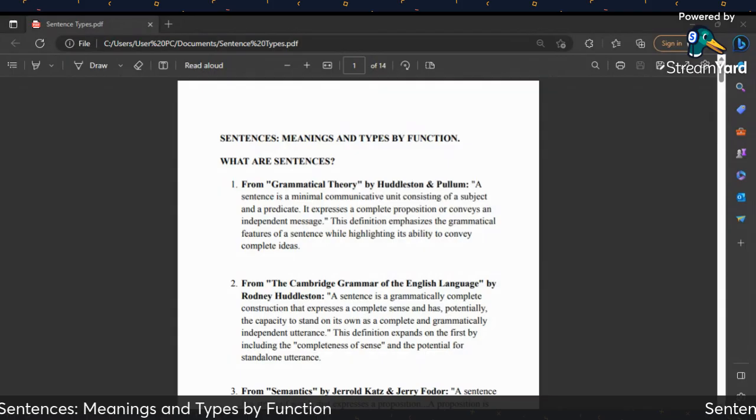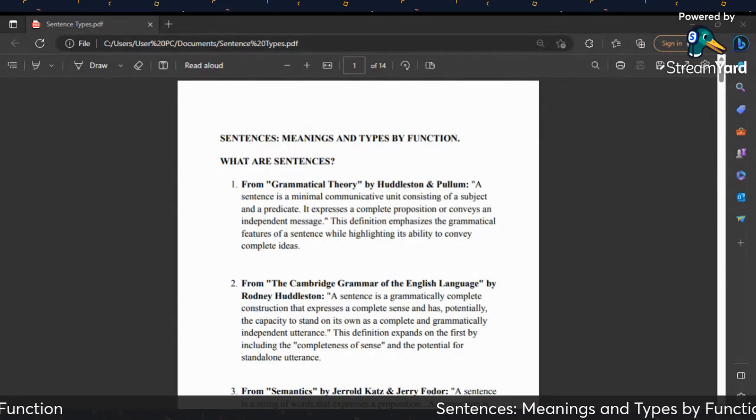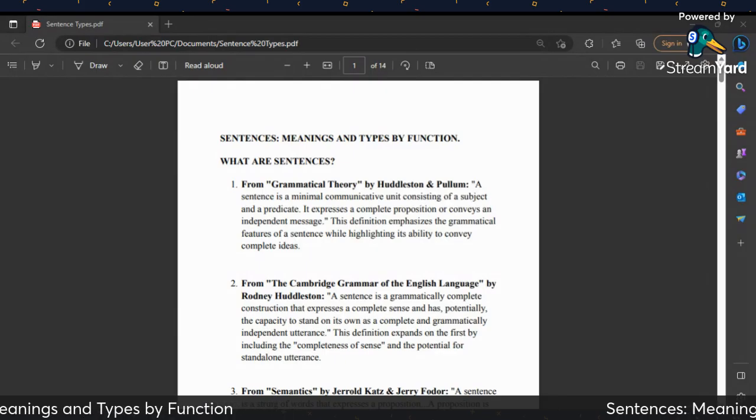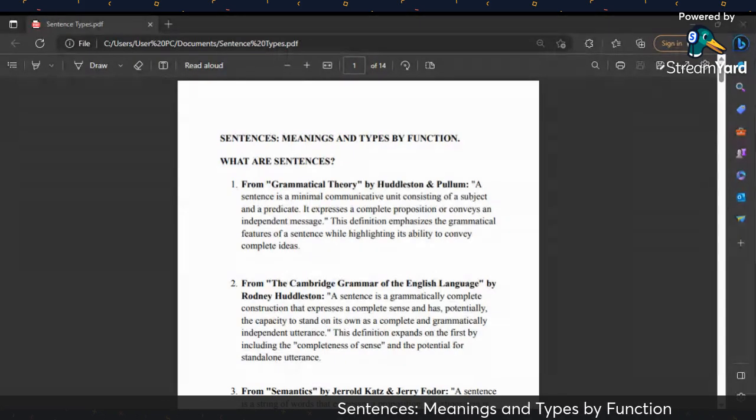In today's class, we are going to learn sentences. We are going to learn the meanings of sentences and the types of sentences by function. Let us get started. We use sentences every day, but how much do we really understand them?